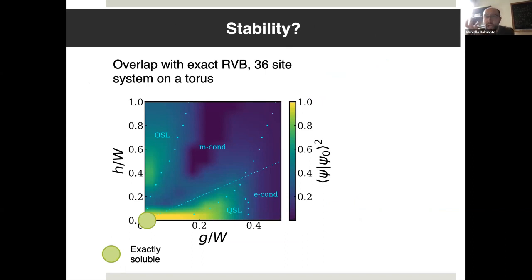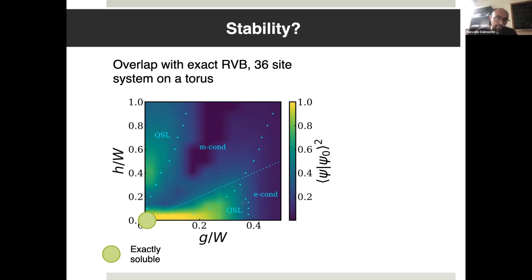Then the question is this: is the RVB spin liquid state actually stable against all the perturbations that we expect are there in these experiments? What we did, we computed the exact overlap with a small system of 36 sites between the exactly soluble wave function and the system wave function by varying these very different parameters H and G that I did not mention before. And one can see that indeed this phase is stable to some perturbations.